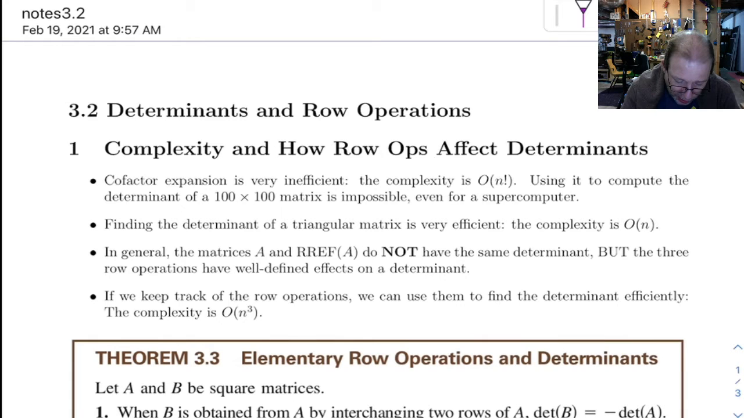In fact, trying to do a 100 by 100 matrix would be impossible to do, even if you tried to do it on a supercomputer. The reason is, when I say it's impossible, it means it would take so long that it would take a supercomputer longer than the age of the universe to do that. Fortunately, there are better ways of finding determinants than cofactor expansion.